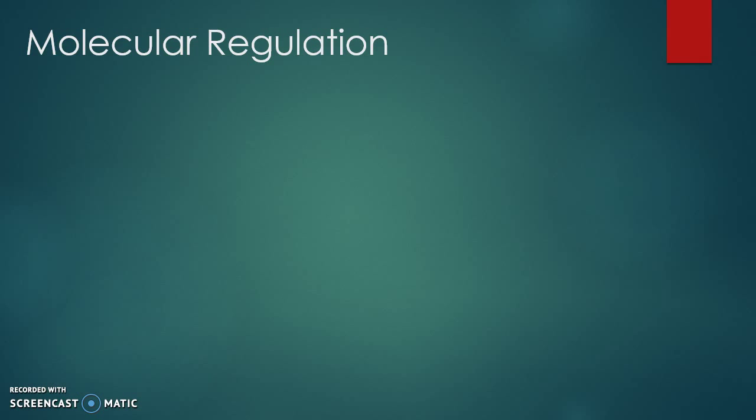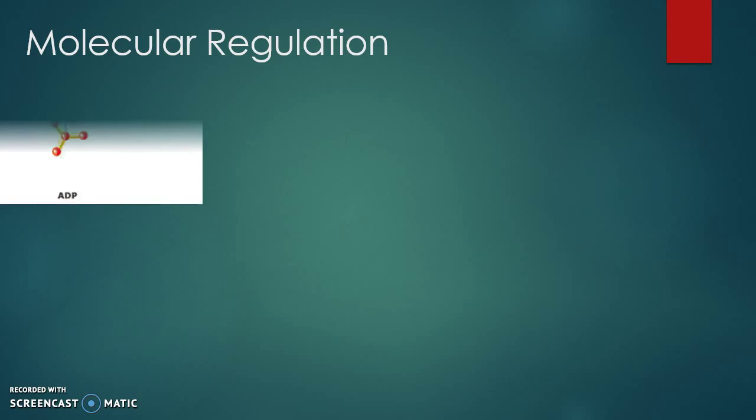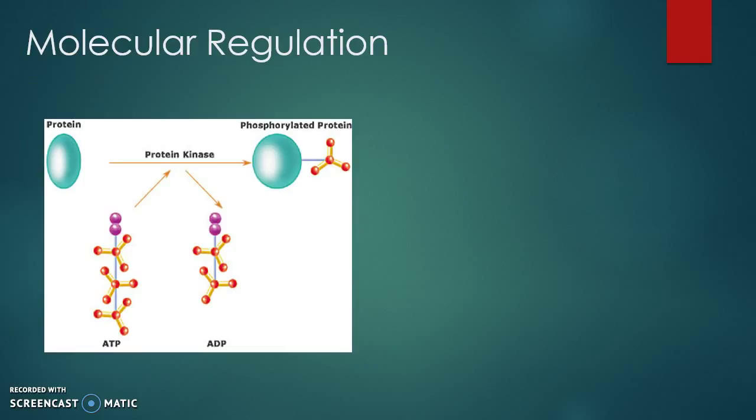Now, molecular regulation. Molecules regulate the cell cycle. The molecules are generally protein kinases and cyclins. Protein kinases activate or deactivate other proteins by phosphorylating them or removing a phosphorus, and it can even give go-ahead signals in the G1 and G2 checkpoints.